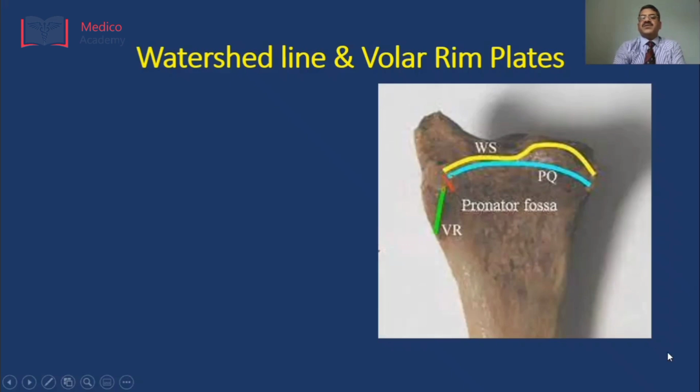The importance of the watershed line is that any implant which is placed on the distal radius is less likely to cause tendon impingement problems if it is placed proximal to the watershed line. And any implant which is at the level of the watershed line or beyond is likely to cause tendon impingement problems.